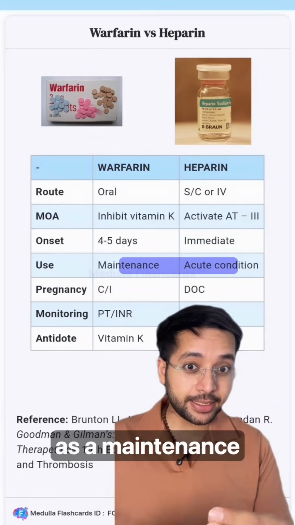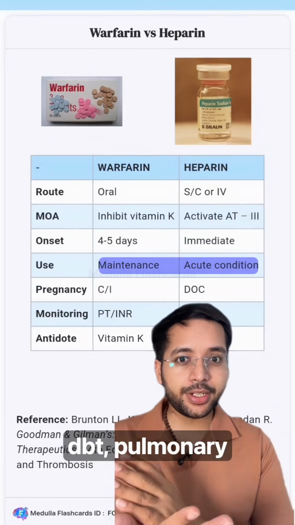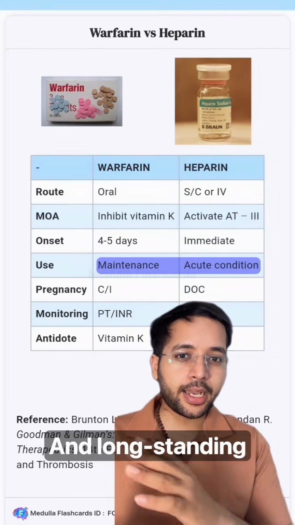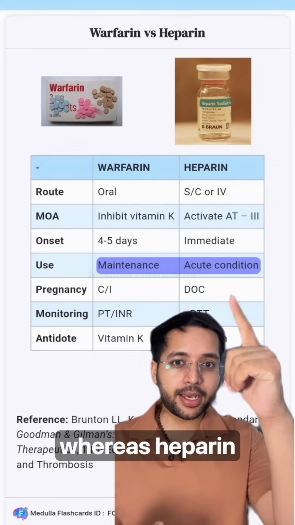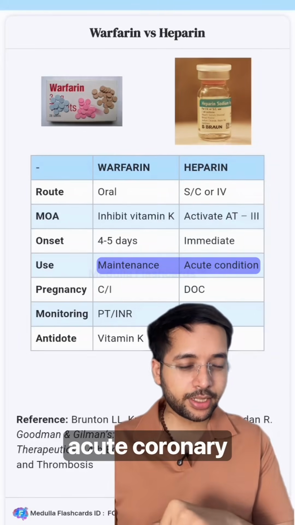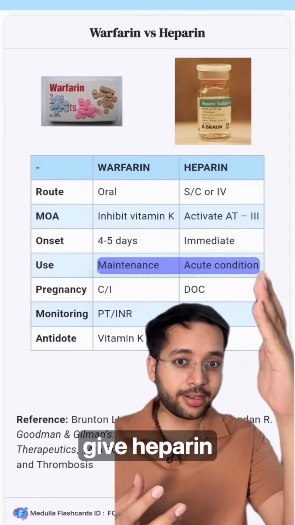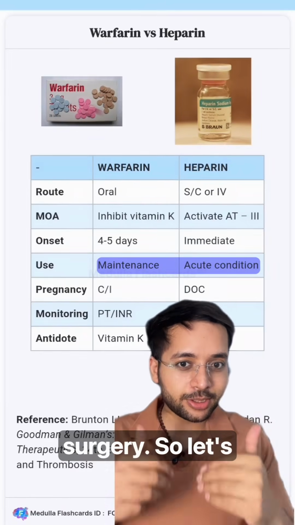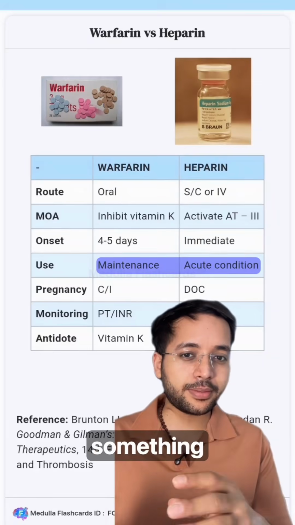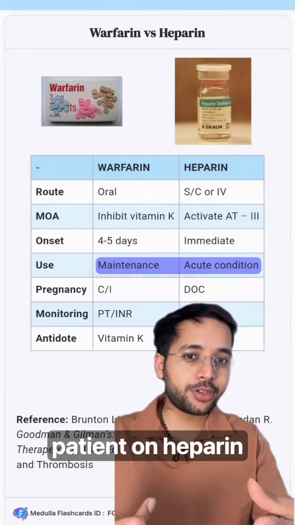Warfarin is used as a maintenance drug in conditions like DVT, pulmonary embolism, and long-standing conditions, whereas heparin can be used in acute conditions like acute coronary syndrome, acute pulmonary embolism. We as surgeons give heparin when a patient comes to us for surgery. So let's say he's taking aspirin or clopidogrel or something. We convert the patient to heparin.